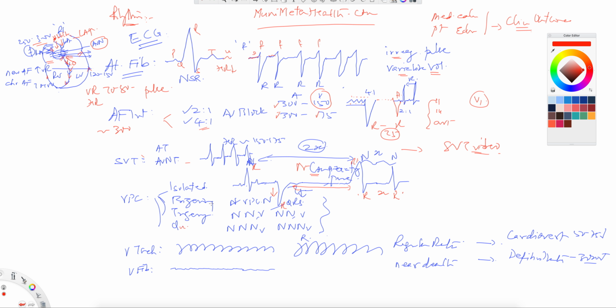Okay, bigeminy implies every other beat, so there's a normal beat and then a VPC, a normal beat and a VPC. Trigeminy implies normal, normal, VPC, normal, normal, VPC. Quadrigeminy will be three normal beats and then a VPC. That means it's a quarter: every fourth beat here will be a VPC.